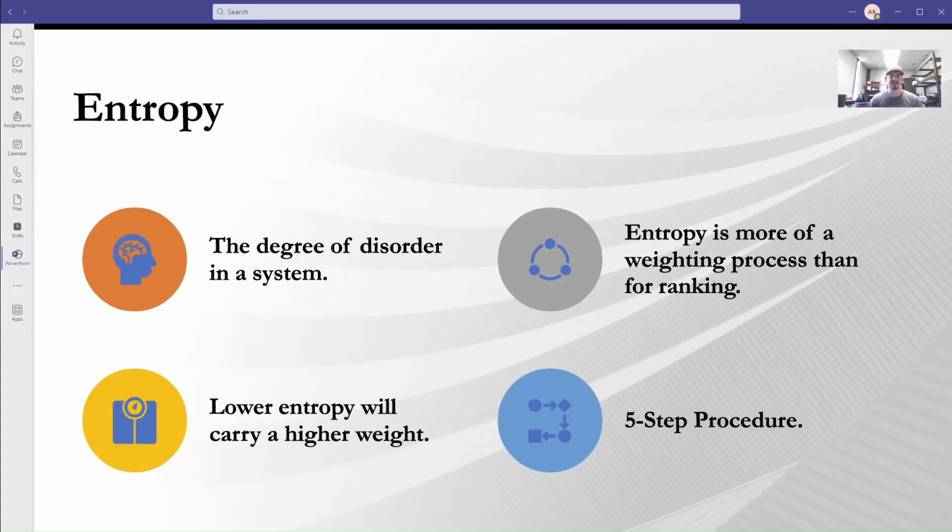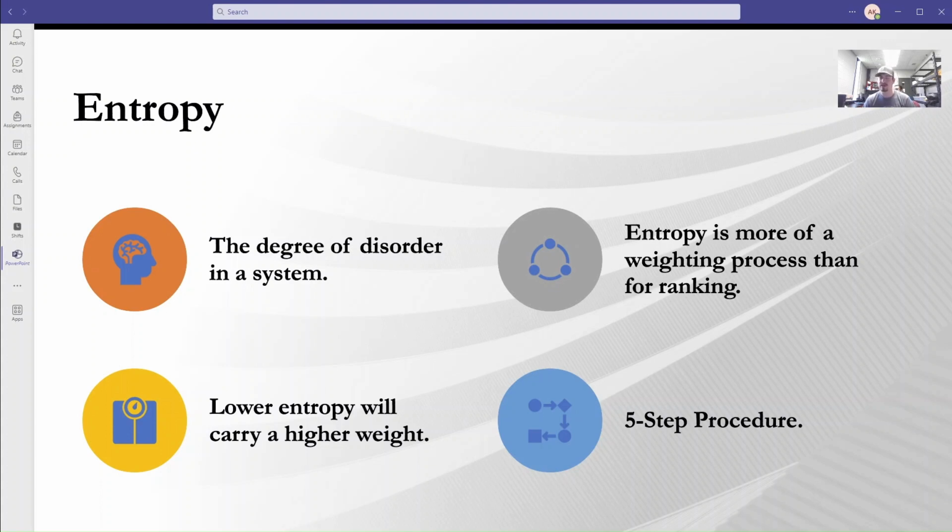So entropy is basically the degree of disorder in a system, as we can have a low entropy, which means a lower uncertainty, as opposed to a higher entropy, which has a higher degree of freedom. And when we look at these weights, a lower entropy will carry a higher weight because we're more certain of the variable, as opposed to a higher entropy, which carries a lower weight.